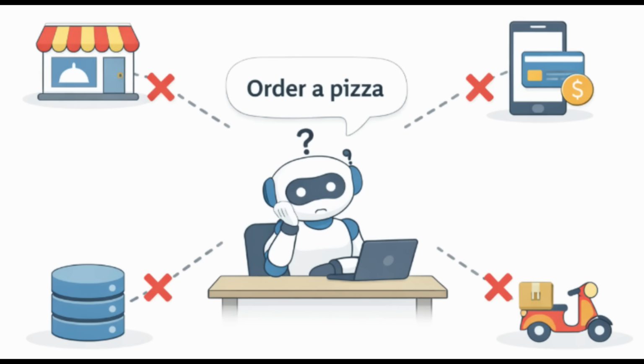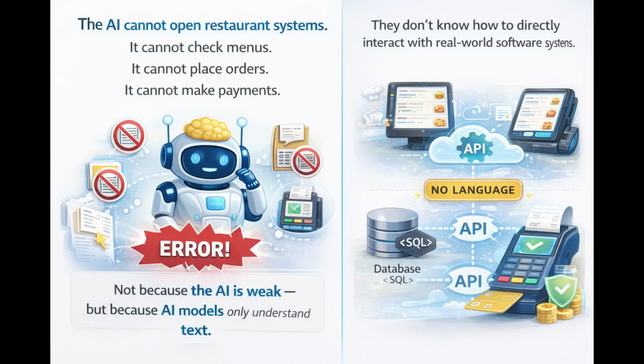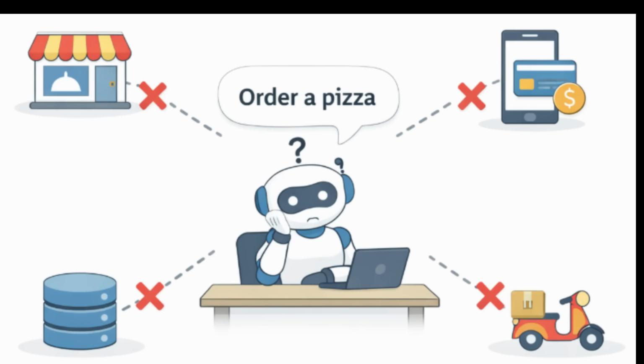Now, think about an AI model. If you simply tell the AI, order a pizza for me, the AI understands what you are asking, but by itself, it cannot actually complete the task. The AI cannot open the restaurant system, it cannot check menus, it cannot place orders, it cannot make payments. Not because the AI is weak, but because AI models only understand text. They don't know how to directly interact with real-world software systems.